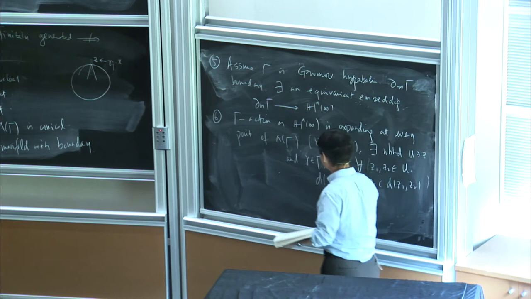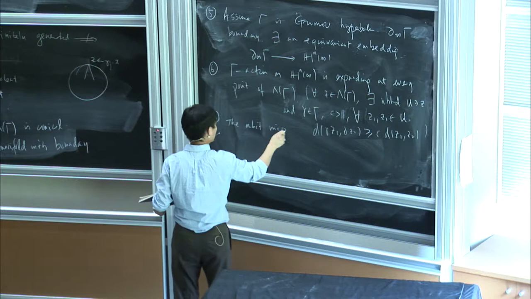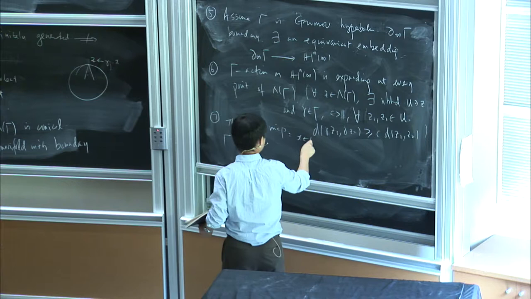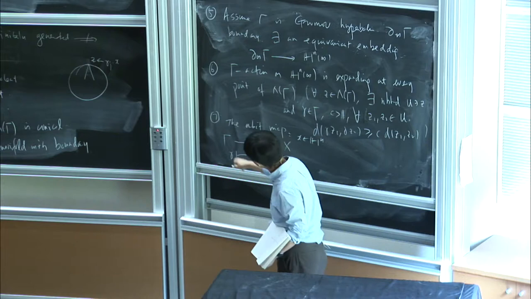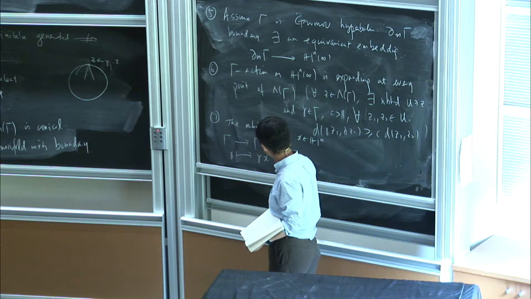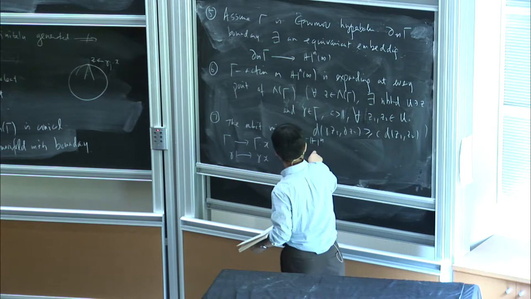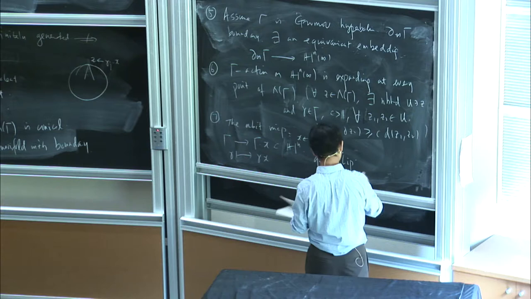Okay. And number 7, the orbit map. So what's the orbit map here? So you have gamma, you pick a point x in H^n, the gamma maps to gamma x. So that's inside the X. And we know for the group, pick any word metric. And then this has the induced metric from real hyperbolic space. This is a quasi Lipschitz embedding.